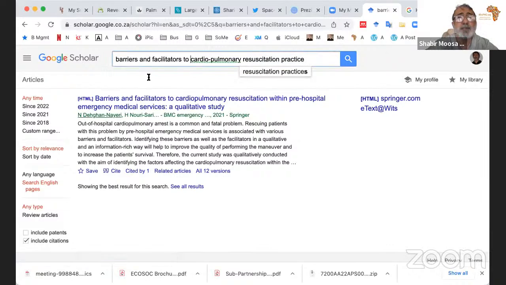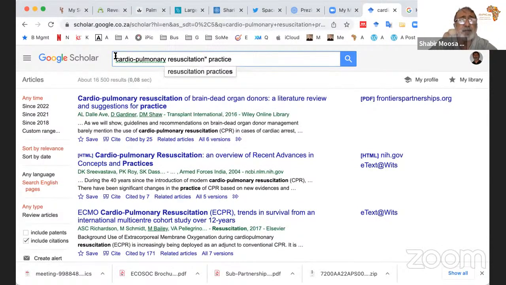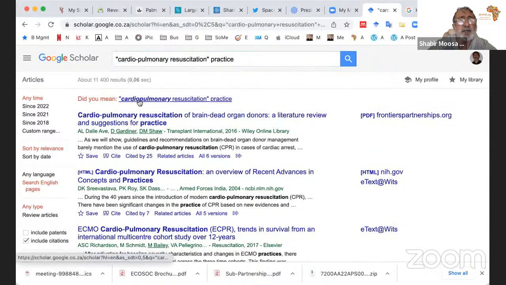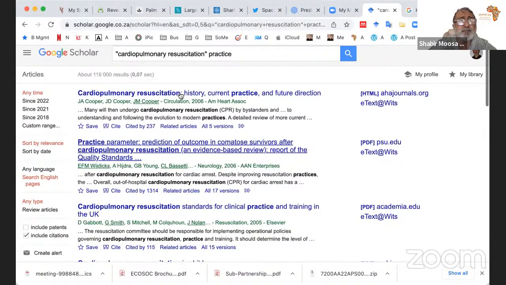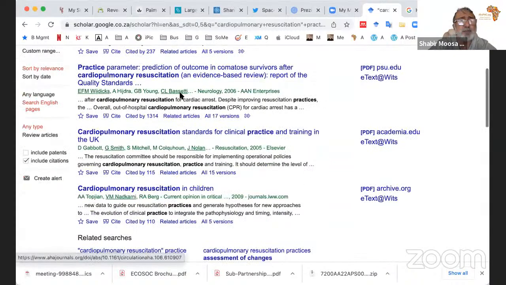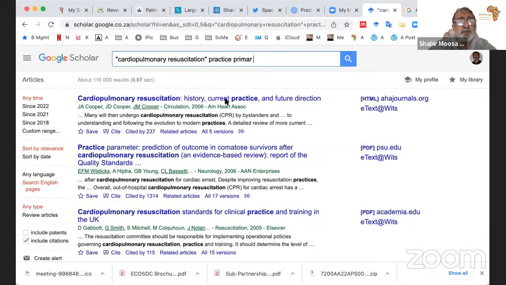Let's just say you want to look at not just barriers and facilitators, you want to look at cardiopulmonary resuscitation practice. You might say, well, I want to be much more specific about cardiopulmonary resuscitation, then I can put in some search around that. And so you've got various possible studies. But you want to be more specific about primary care. So we're looking at preparedness. There's some stuff here, physician's attitude. Now, you're going to have to look at some of this, isn't it?